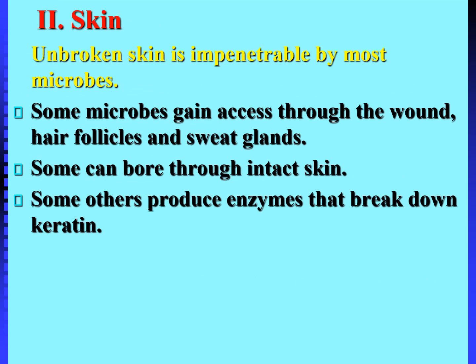The second portal of entry is through the skin. Unbroken skin is impenetrable for most microbes. Some microbes can gain access through wounds, hair follicles, and sweat glands. Some can bore through the intact skin. Some others produce enzymes that break down keratin. Keratin is an important protein in the epidermis. Its function is to adhere cells to each other and to form a protective layer on the outside of the skin.